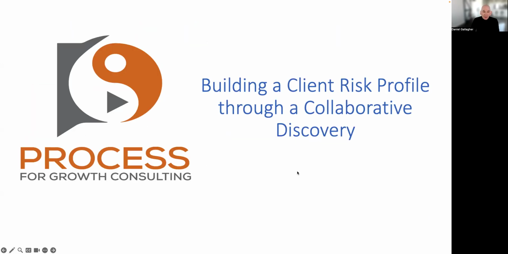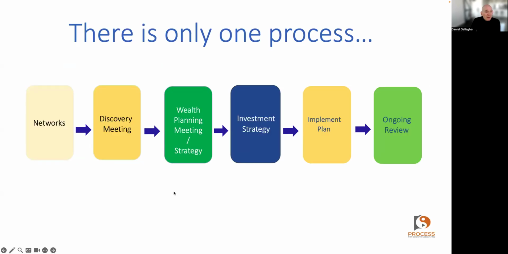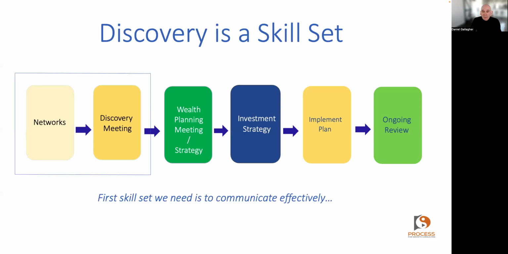So we only have one process. And the second thing is we have to do discovery. Once your network sets you up with somebody, now you're going to meet them. They're basically strangers to you. Whatever you said in your email or speaking to them, they decided to speak to you. That's where we're at. We don't know them and they really don't know us. They may have looked you up, but now's the time when we make them a client, that we collaborate with them. We're not dictating to them.